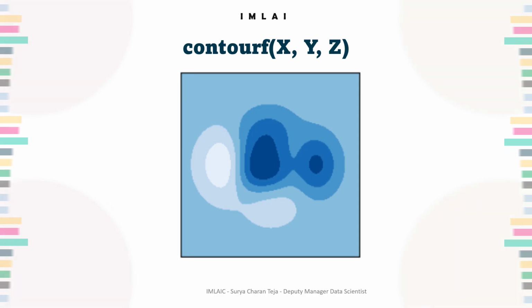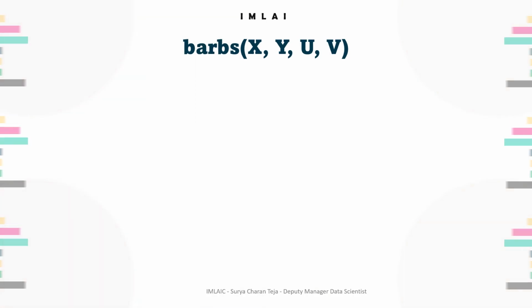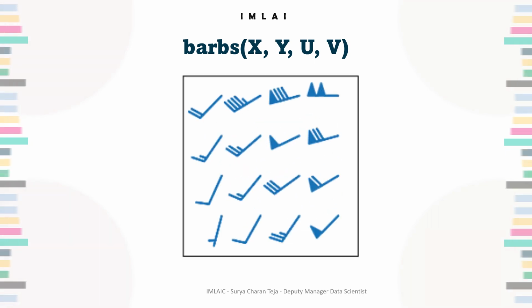Now let's look into the more complicated graphs or plots in Matplotlib. So this is barbs. Here we will be using x, y, u, v, total 4. And what does it do in Matplotlib? Barbs are arrowheads with a dark projection at their head.